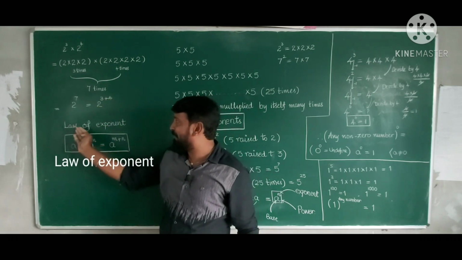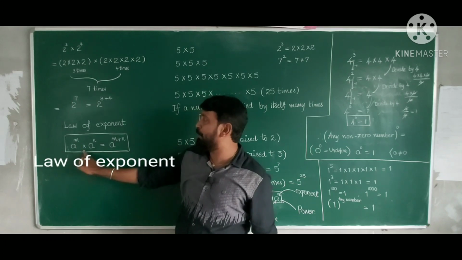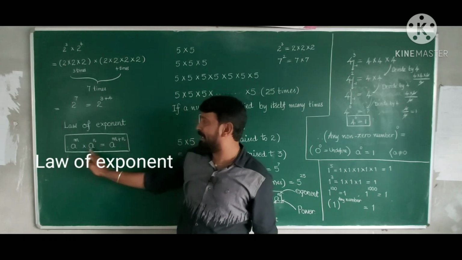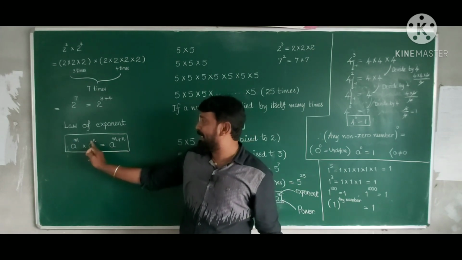So this is one of the laws of exponents. For example, I am taking a power m into a power n. If the bases are equal, then the product is equal to a power m plus n.